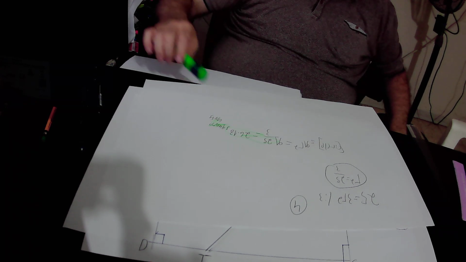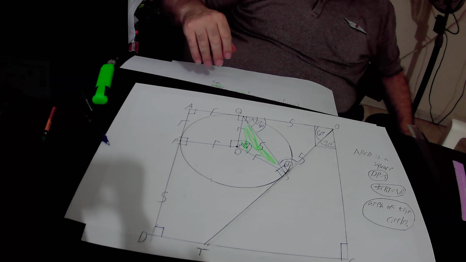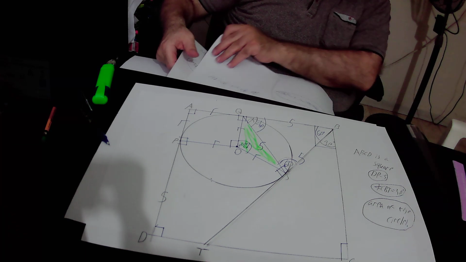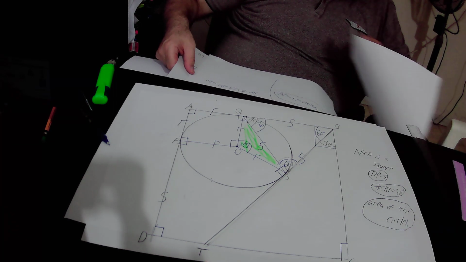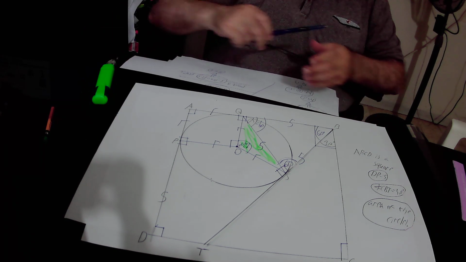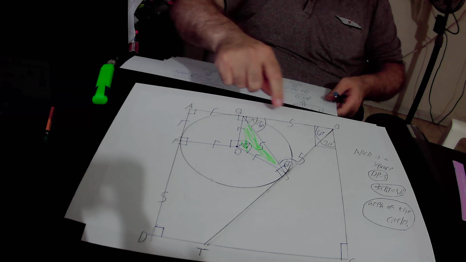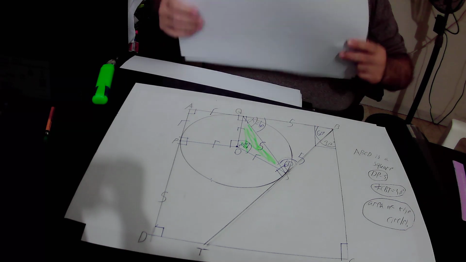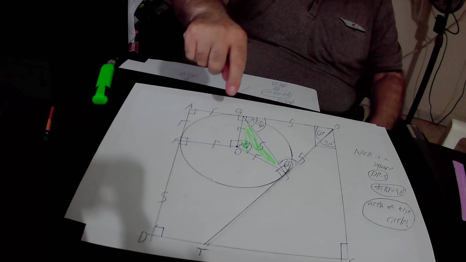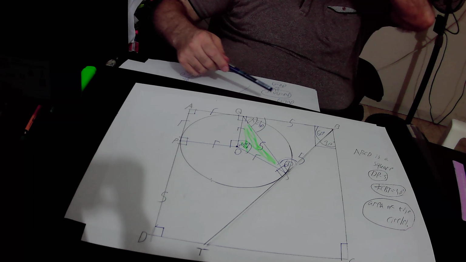So, we have here square ABCD. Inside square ABCD, we have a circle and also a right triangle. And our mission is to find out the area of the circle that is inside square ABCD. Okay?